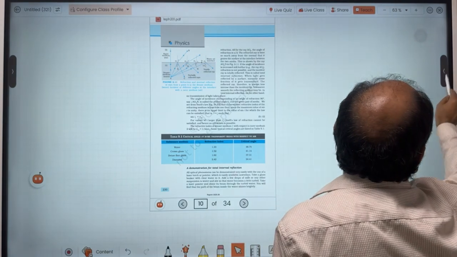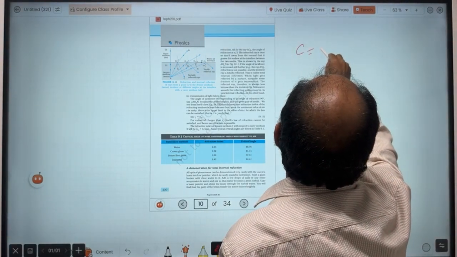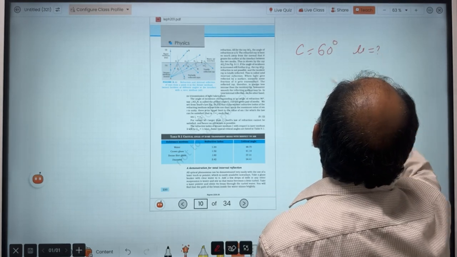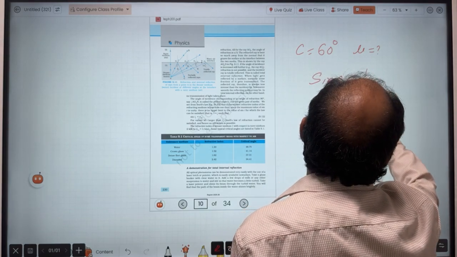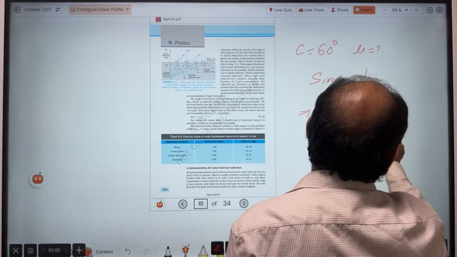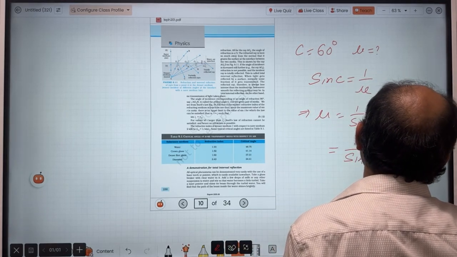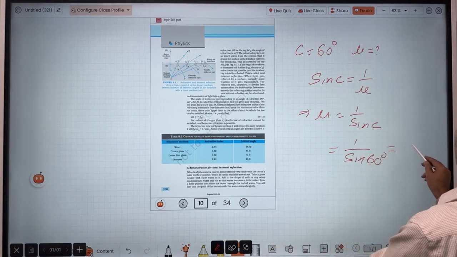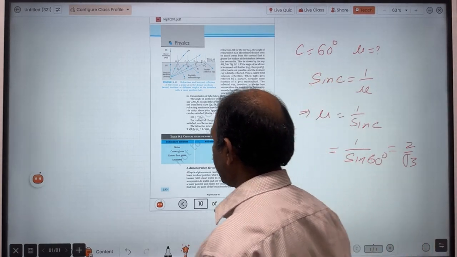We can take one numerical example to clarify this. Suppose C equals 60 degrees, and we have to find the refractive index. The formula says sine C equals 1 upon mu, or mu equals 1 upon sine C. So this becomes 1 upon sine 60 degrees, and sine 60 is root 3 by 2, so it is 2 upon root 3. I think you have understood.